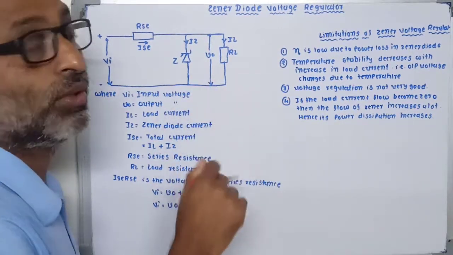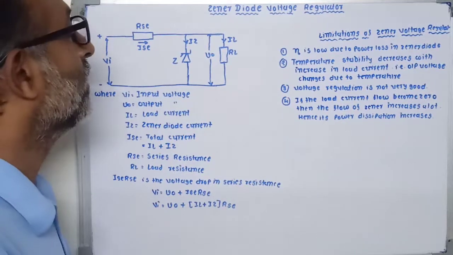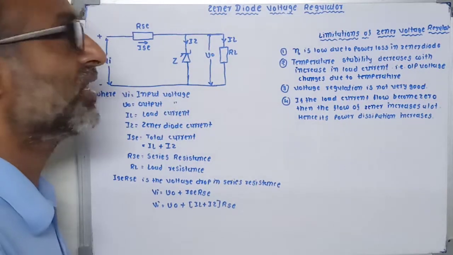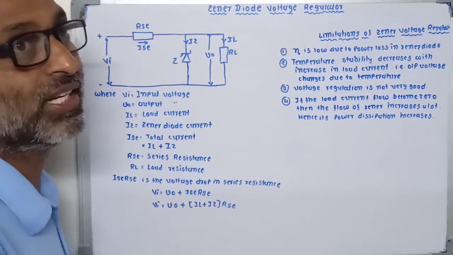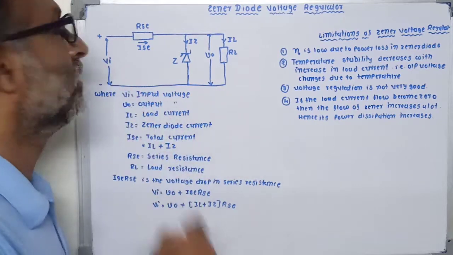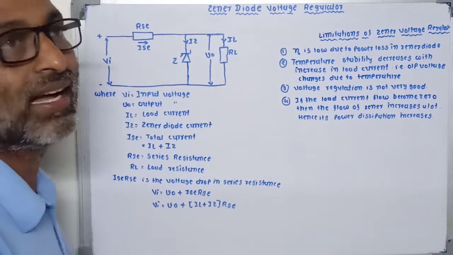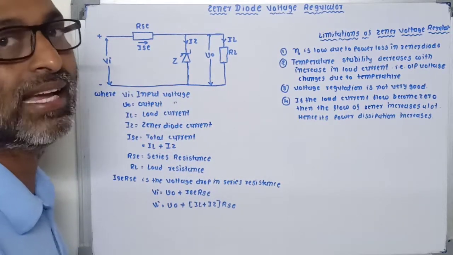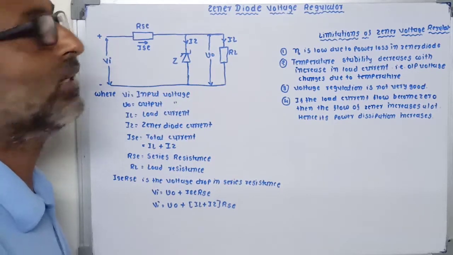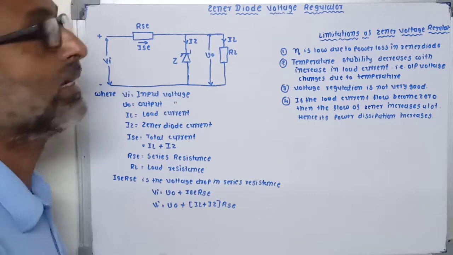So from that we can say that our Zener diode draws the current in such a way that the output voltage remains the same, even if the load current and the input voltage both change simultaneously. That time the Zener diode draws current in such a way that the output voltage remains the same.